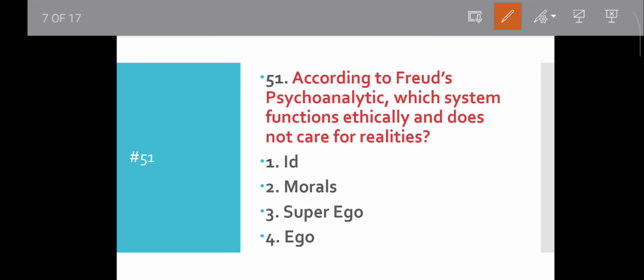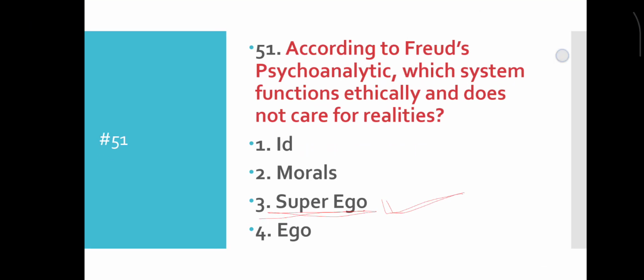Question number 51. According to Freud's psychoanalytic theory, which system functions ethically and does not care for reality? Id, moral, superego, ego. According to Freud, ethical system ignoring reality. Which one? As you know, superego works on moral principle. Yes, it does not consider reality, unlike ego. So superego will be the correct answer. Option 3 will be the correct answer. Move to the next question.